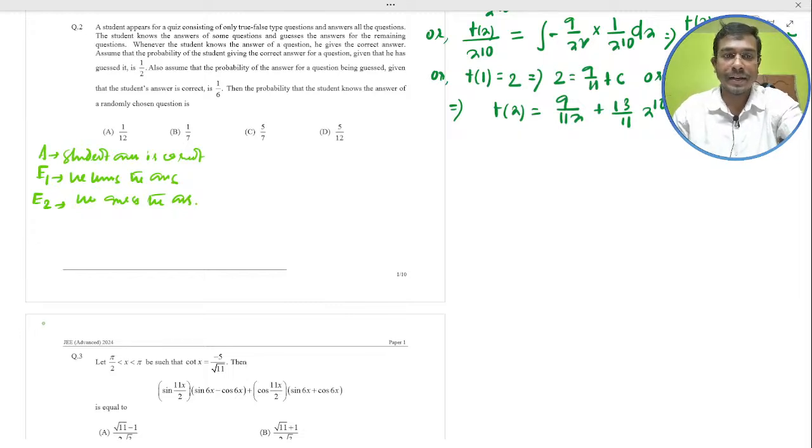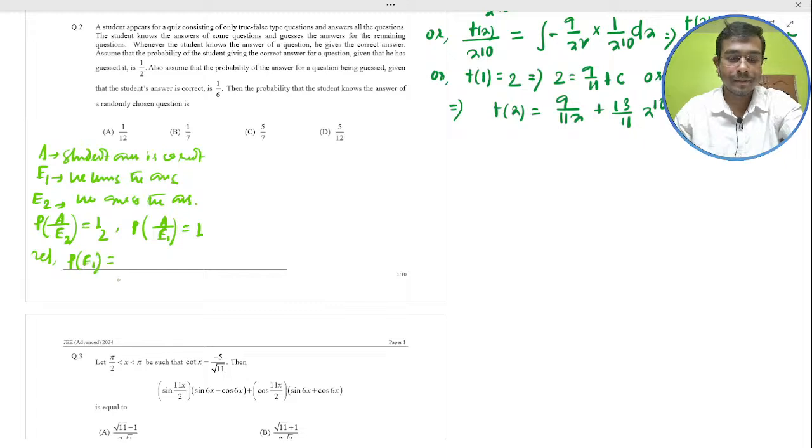So here it is given that probability of A by E2 is half. So probability of A by E1 will become 1. Let the probability of E1 be 1 minus x, that means P of E2 is x, the probability of guessing the answer. Okay.